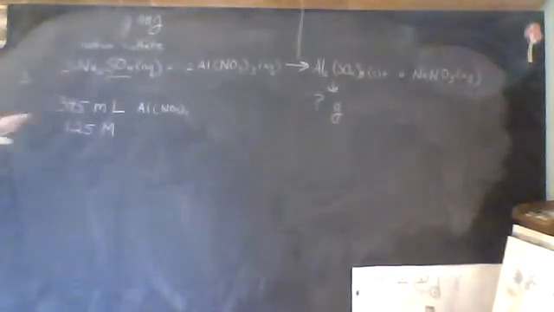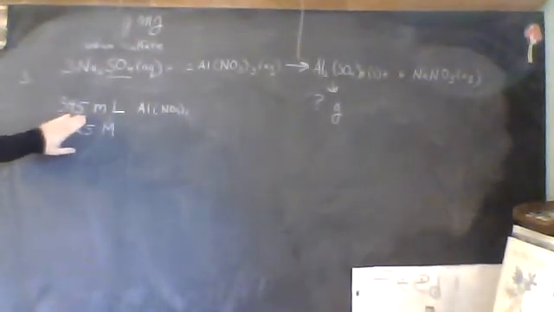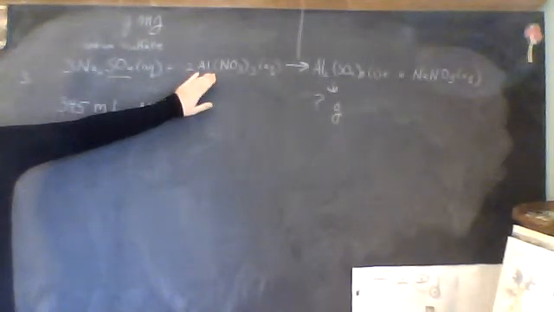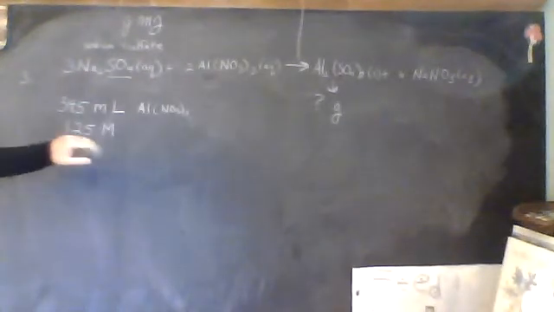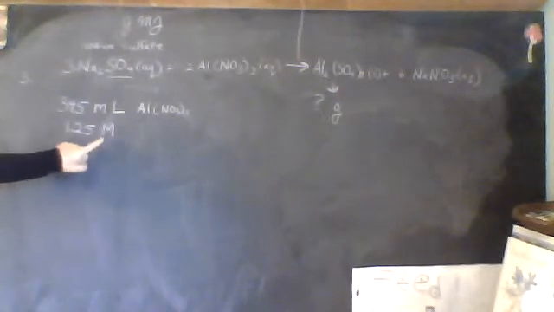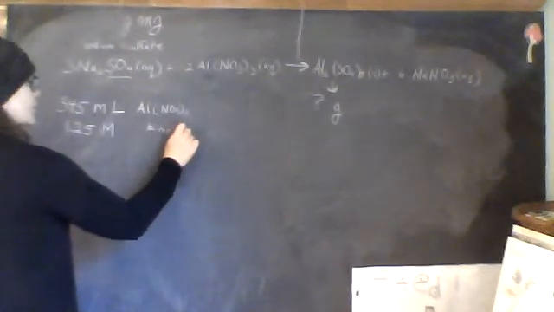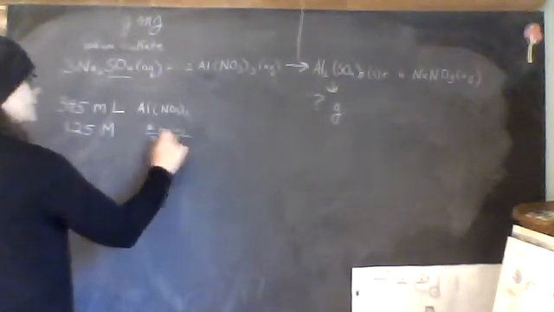Okay, so here's what we know. We know how many milliliters of AlNO3 we have, because that's the aluminum nitrate that they're talking about. And we know what this M stands for? Molarity. Molarity, which is what? Number of moles per number of liters. Okay.